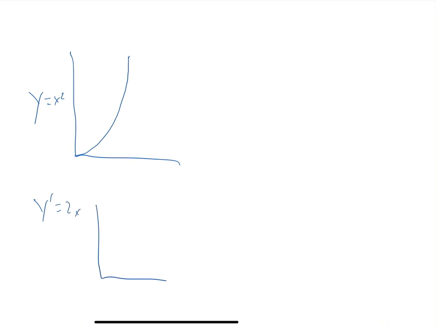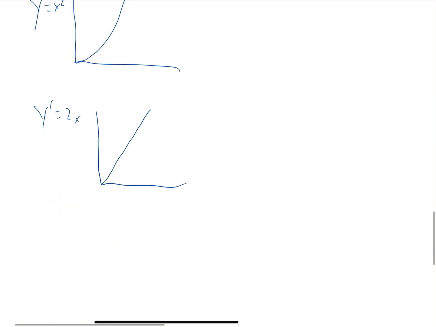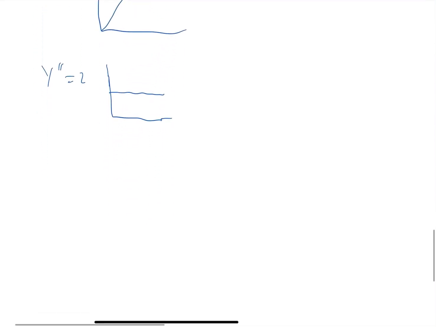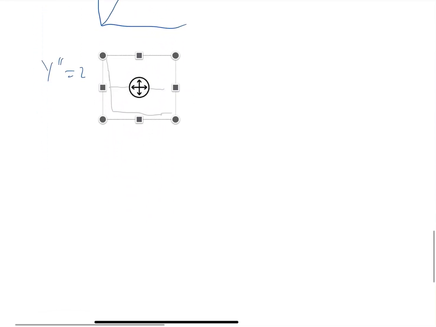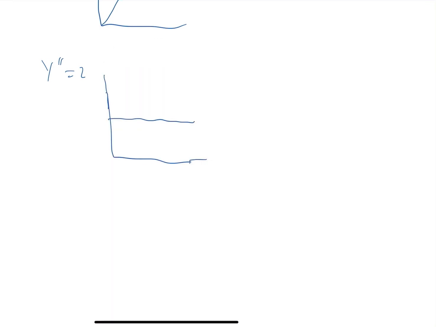Let's look at this on a graph real quick. Say we just use y is equal to x squared. We have our function like this. We know that y prime is equal to 2x and its graph is just a straight line. We know that y double prime is equal to 2. Its graph is a straight horizontal line. Let me make that a little bit bigger. Then we know that y triple prime is just equal to 0, so it doesn't even have a graph.